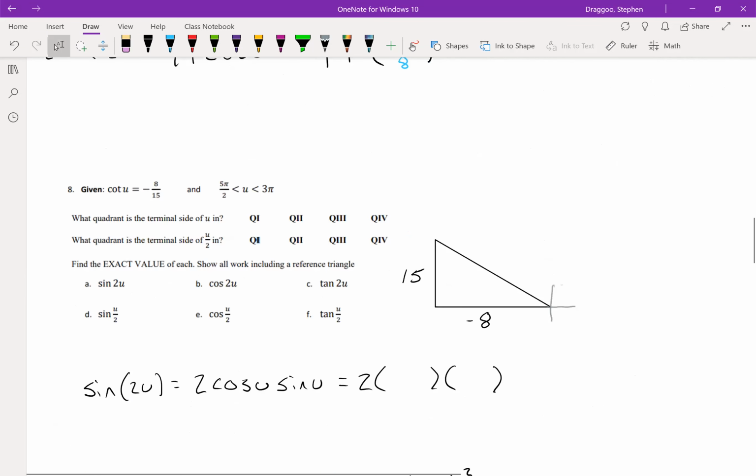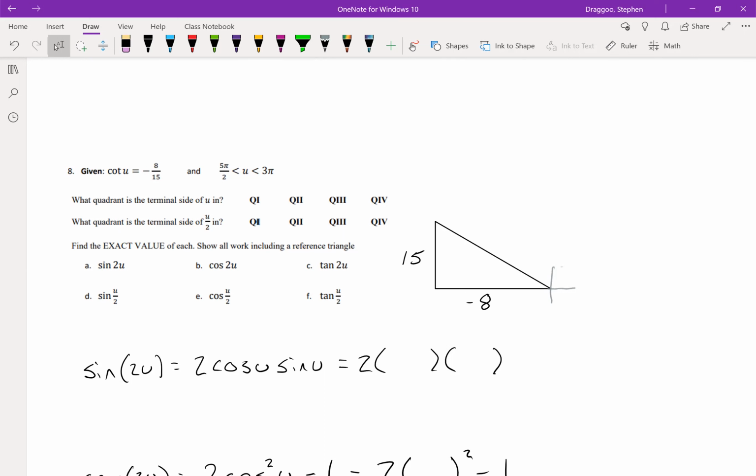All right, in problem 8, which looks rather similar to problem 7, or at least it's the same setup, our given information this time is that cosine of u is negative 8 over 15, and u is in between 5 pi over 2 and 3 pi, which is going to put us in quadrant 2. Since 3 pi over 2 is coterminal to pi, 5 pi over 2 would be coterminal to pi over 2.